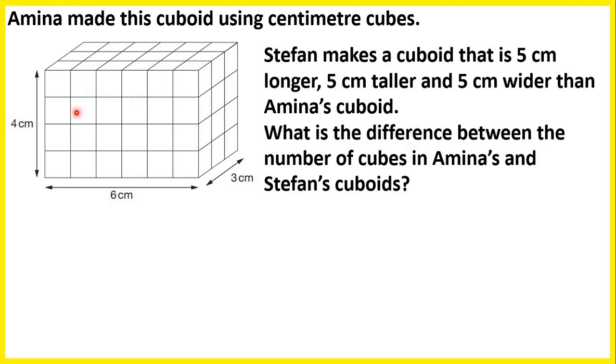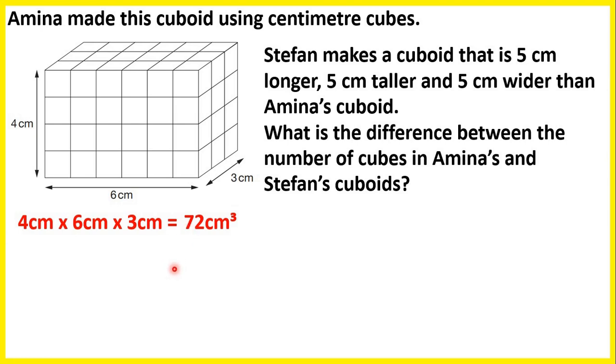So first, let's find the number of cubes, or the volume, of Amina's cuboid. To find the volume, we multiply the length, width, and height. So we can work out 4 times 6 times 3. 4 times 6 is 24, and 24 times 3 is 72. Or an easier way to do that, 4 times 3 is 12, and 12 times 6 is 72.